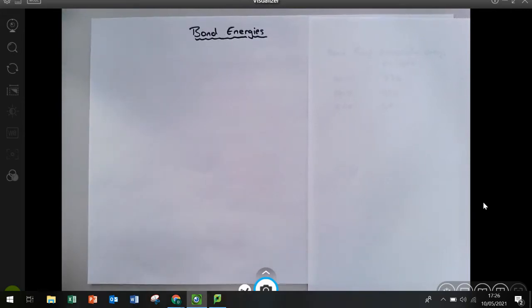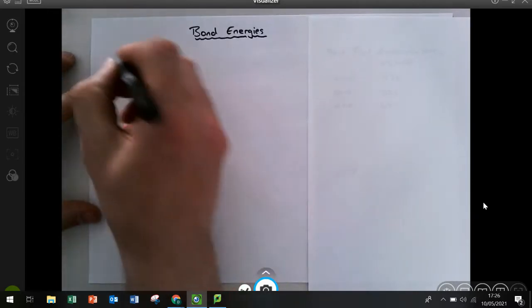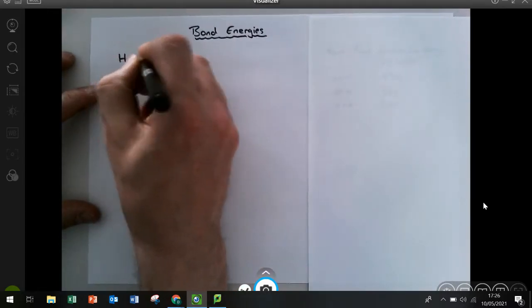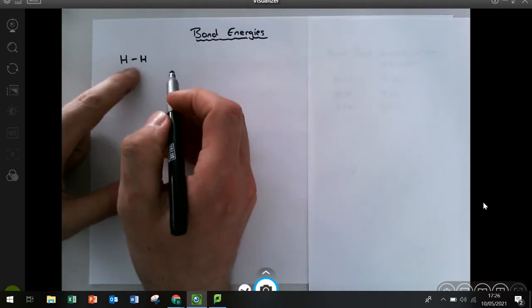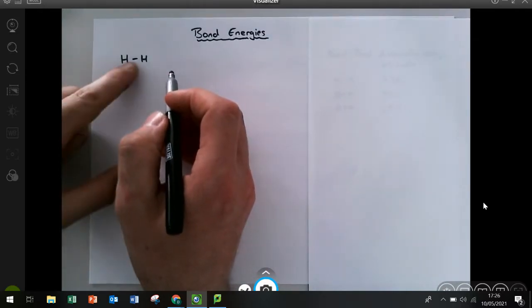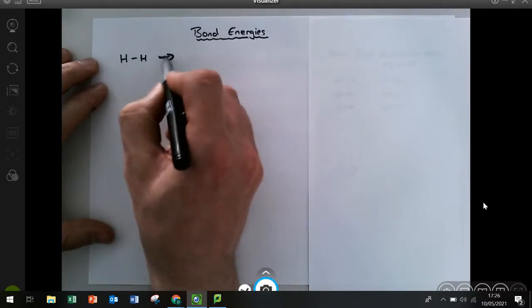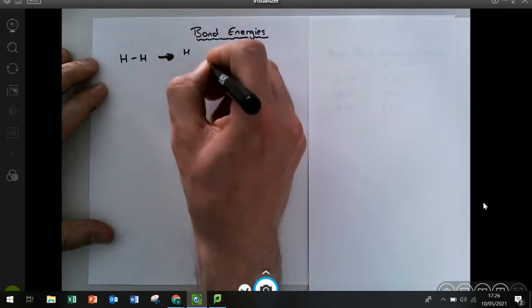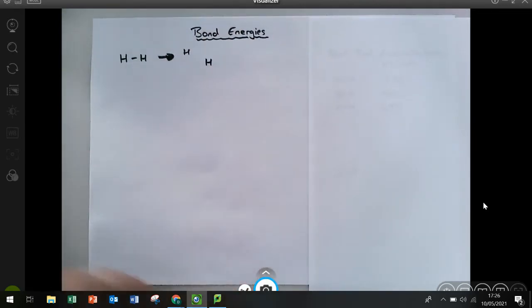So I'm going to explain how to calculate bond energies. Let's go over some basics. Supposing we have a chemical bond. Here I've got a molecule of hydrogen, two hydrogen atoms joined together by a chemical bond. Supposing I want to split it up into just two individual hydrogen atoms, what do I need to do in order to break that bond?